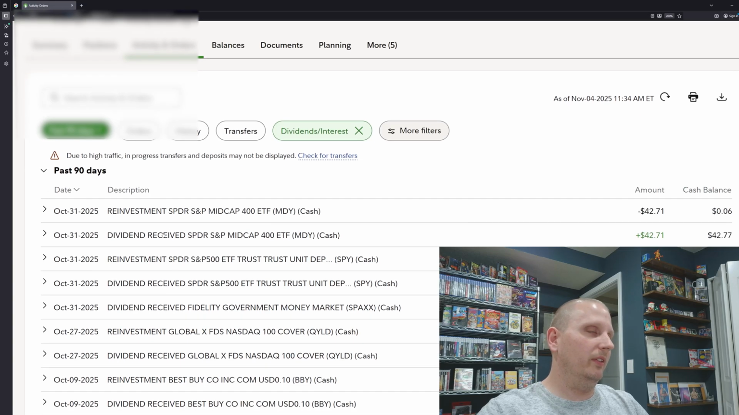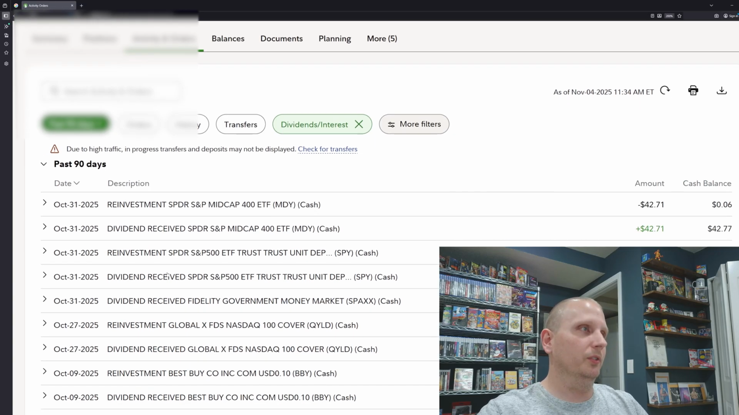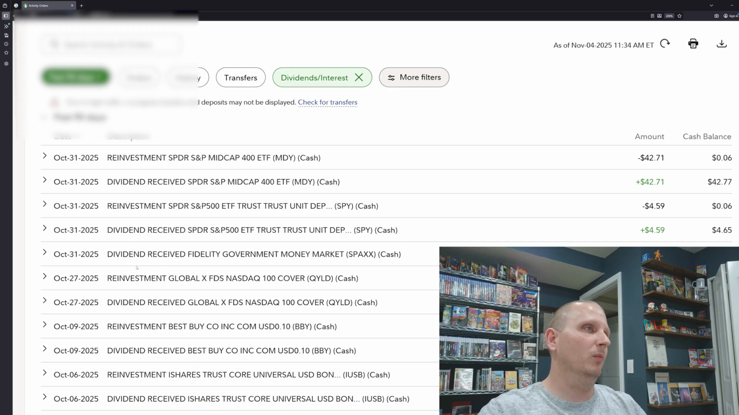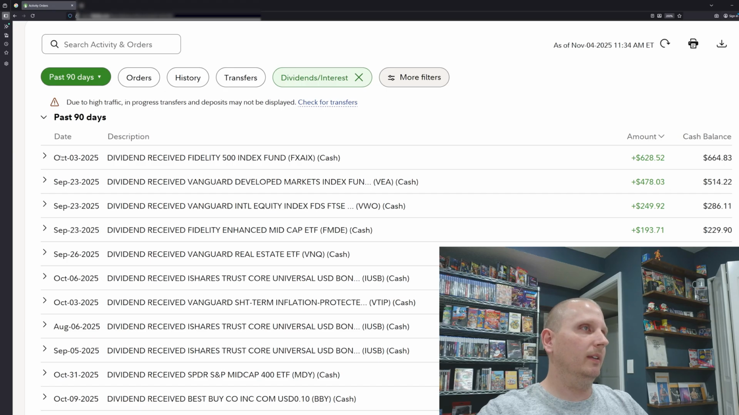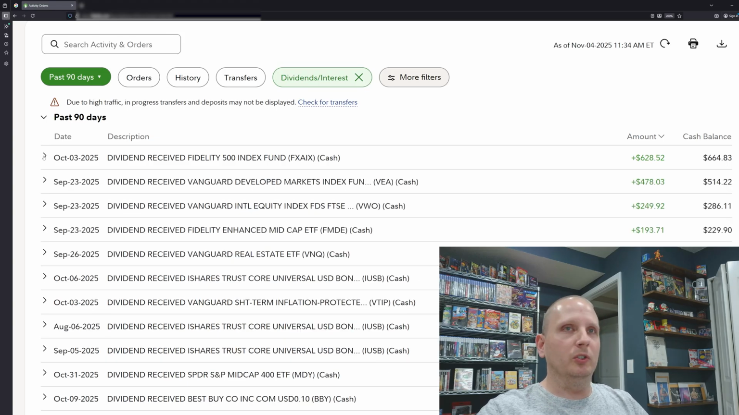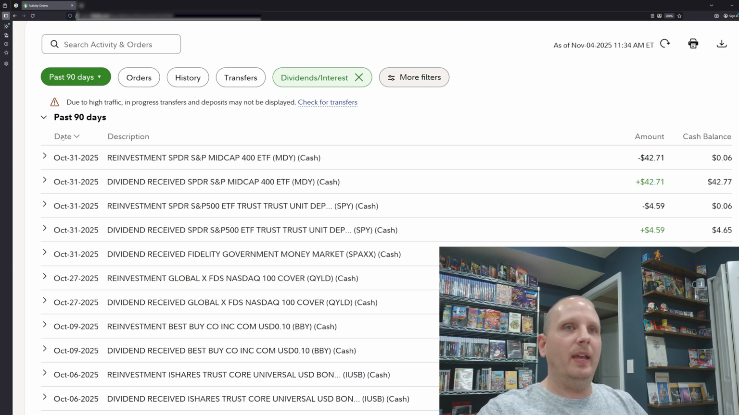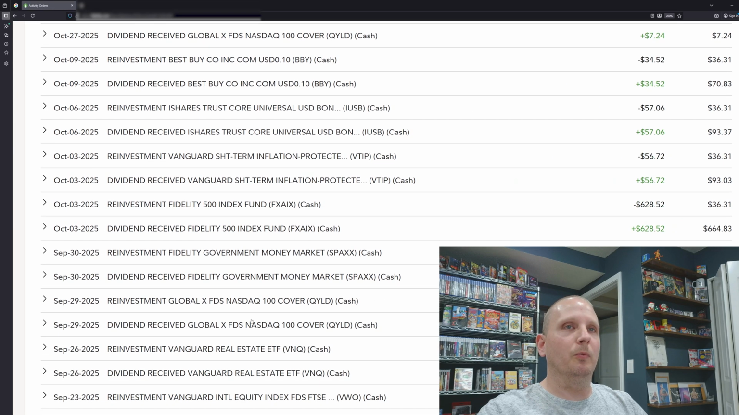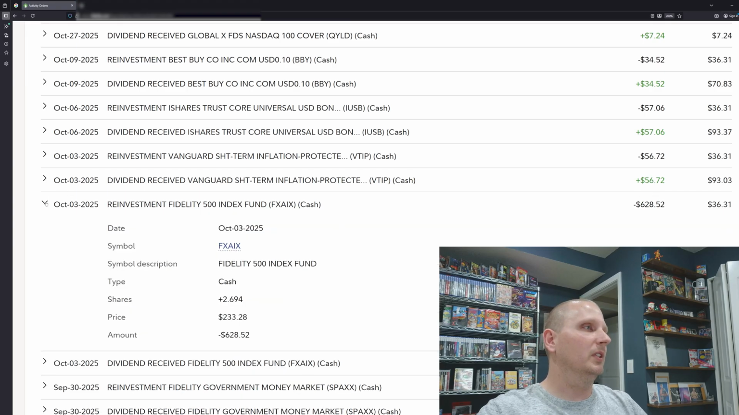So just as a reminder, a dividend is a chunk of the profits returned to you, the shareholder. You own part of the company, so you're entitled to part of the profits. And as you get more and more shares of these things, the payments will get bigger and bigger. Let's sort by amount. So back on October 3rd, I got a $628 dividend from FXAIX, the Fidelity 500 index fund we talked about. And then what I do is I use something called DRIP, D-R-I-P, a dividend reinvestment program. And what that does for me is it automatically reinvests that $628 right back into more of the underlying asset, the FXAIX. So it takes that $628 that we got paid and buys $628 more.